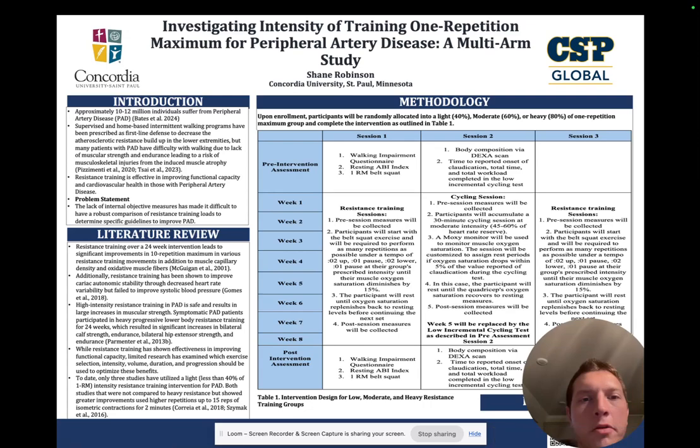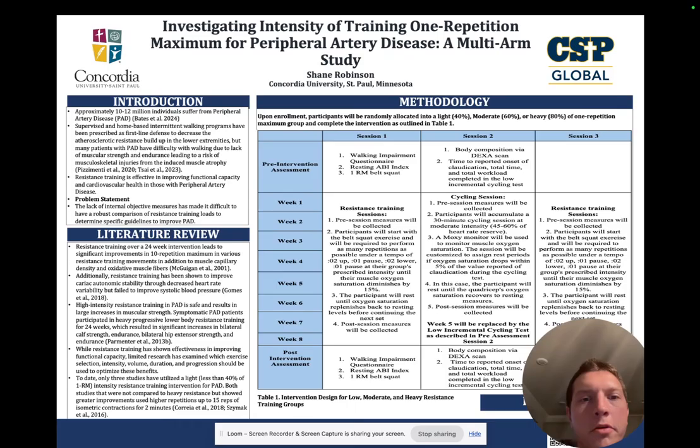Hey, I just wanted to have my poster background just for this overview. So I know we were talking about discussing what gap we're trying to fill for our dissertation. For me, the gap I'm really trying to fill is the use of resistance training in helping minimize and improve symptoms of those with symptomatic peripheral arterial disease.